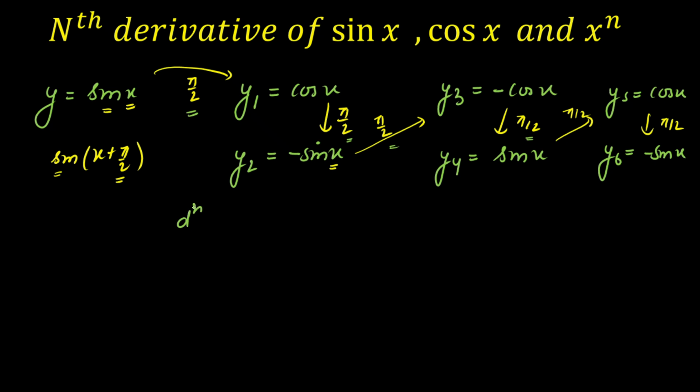Now to calculate the nth derivative of sin of x, the meaning of this is I'm adding n times pi by 2 in the angle, and what will be my outcome? Sin of x plus n pi by 2 is my nth order derivative of sin of x. Similarly, we can generalize this for cos of x.